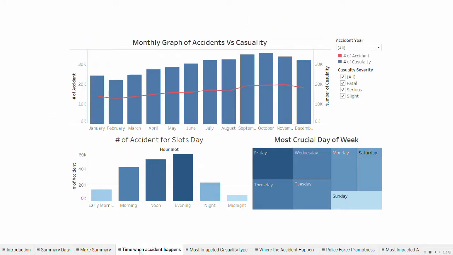Going on to the next one, when the accident happened, the most number of accidents happen in the month of October, mostly in the evening and on a day of the week which is Friday. So we can correlate that on a Friday evening the most number of accidents happen. Of course, the month is October. We are trying to give you the number of casualties versus the number of accidents. So though the number of accidents is less, the number of casualties is always more. The tooltip, if you hover, will give you all the details.